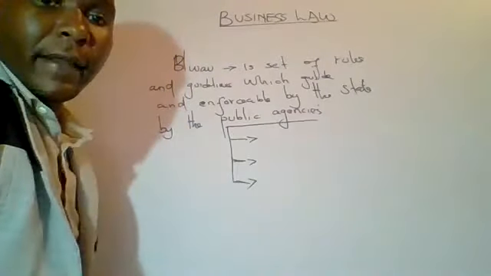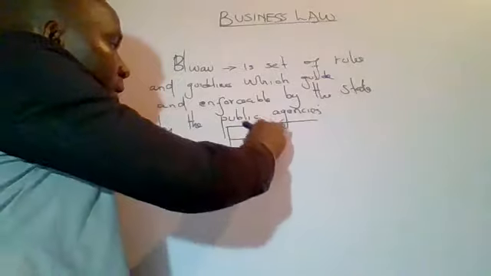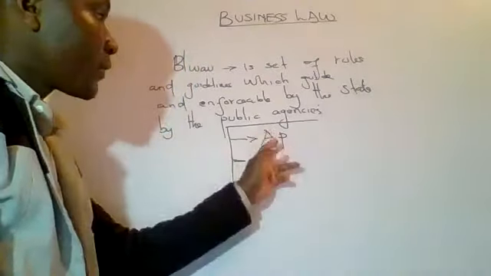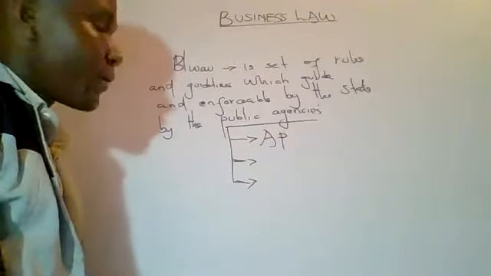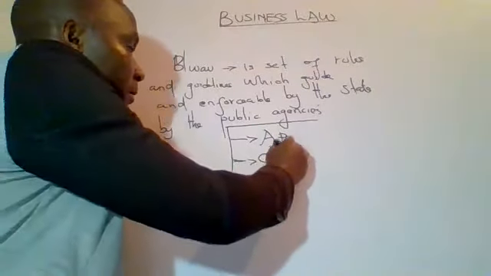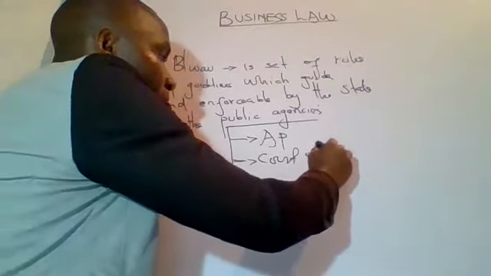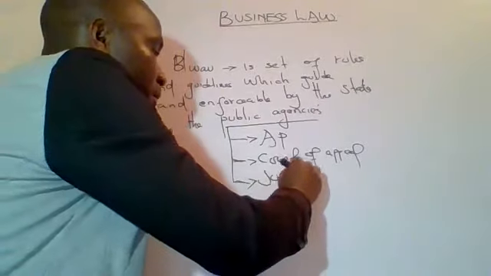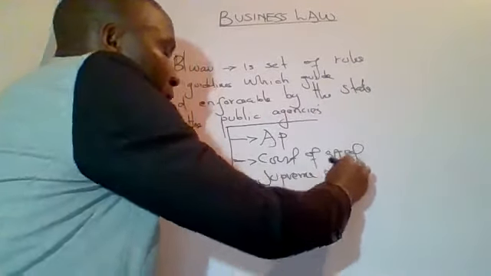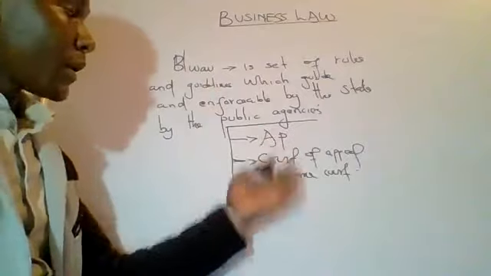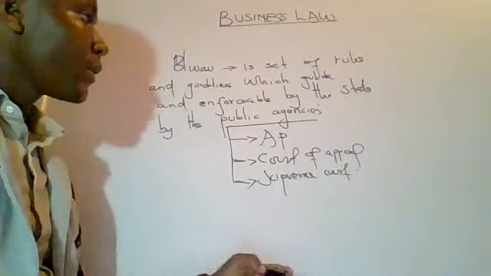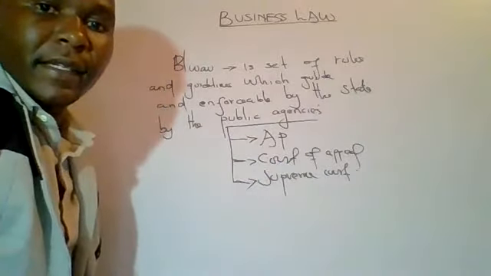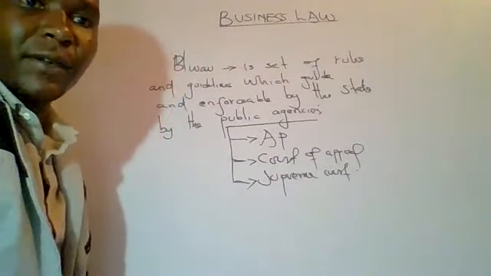So like the police, administration, AP. So those are examples of the public agencies, like the Court of Appeal. We have like the Supreme Court. So these are the bodies who are enforcing this law on behalf of the state. You see how business law looks easy.